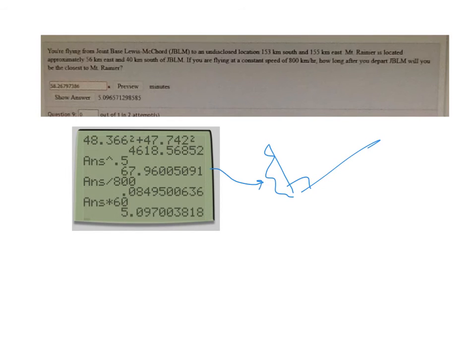Now this plane can fly 800 kilometers per hour, so I divided it by 800, and that's the number of hours it'll take to fly that distance. And then I multiplied it by 60, and that's what you can see is the answer. So I hope that helps you solve this. Kind of roundabout, but it's a good problem-solving problem.